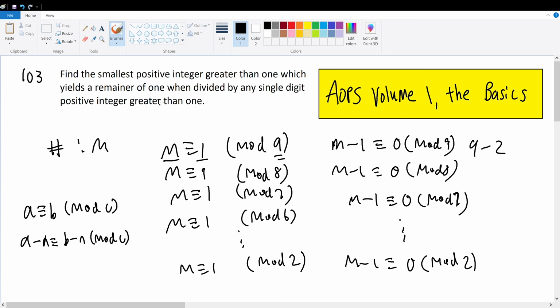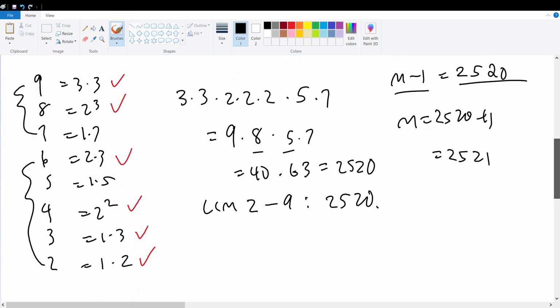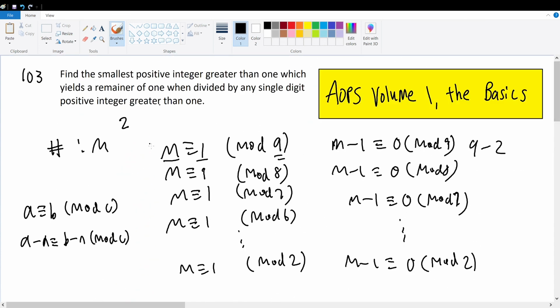meaning that the smallest positive integer greater than 1, which yields a remainder of 1 when divided by any single digit, will be 2,000. Let's see, I actually forgot. So let's scroll down here. Will be 2,521, which is the solution to this question. And this question you will find many times on competition math. So make sure to get fluent with this concept. But nonetheless, the solution is 2,521.